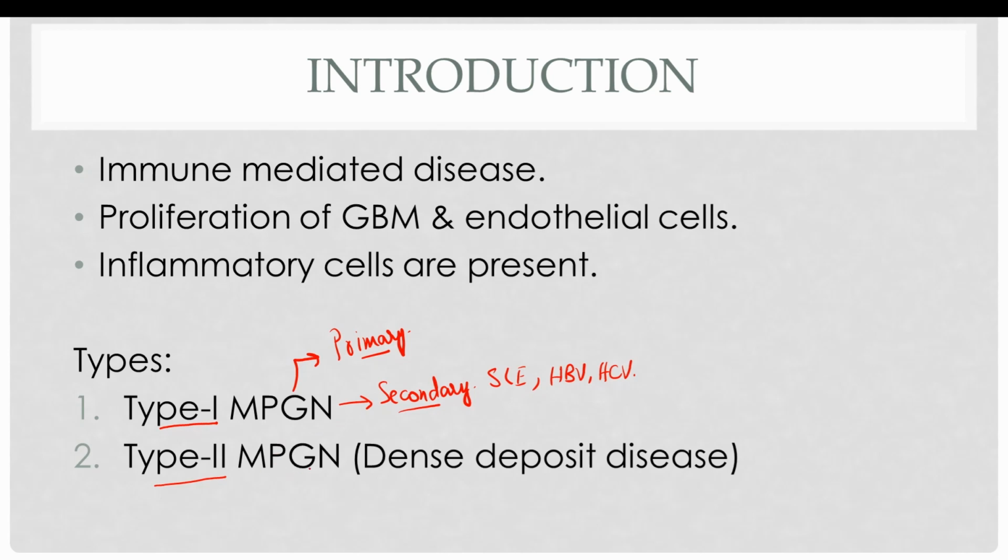Type 2 membranoproliferative glomerulonephritis is also known as dense deposit disease, and it is basically driven by the C3 complement system. So type 1 and type 2 MPGN are more or less similar in morphology, but they differ in their pathogenesis.